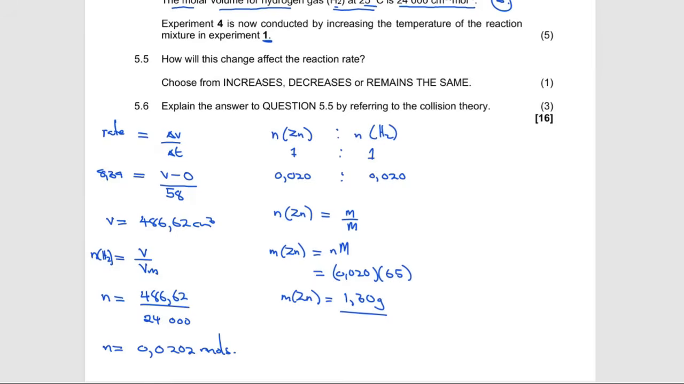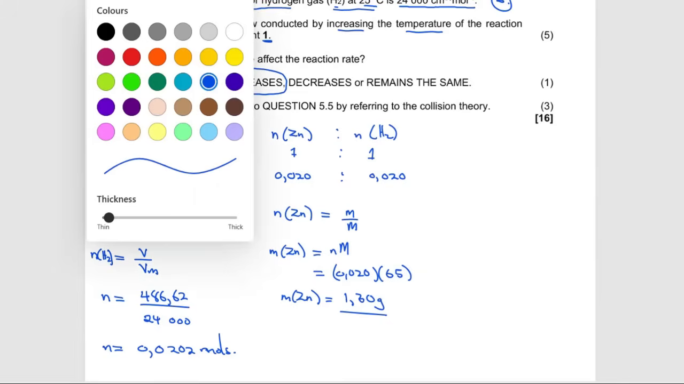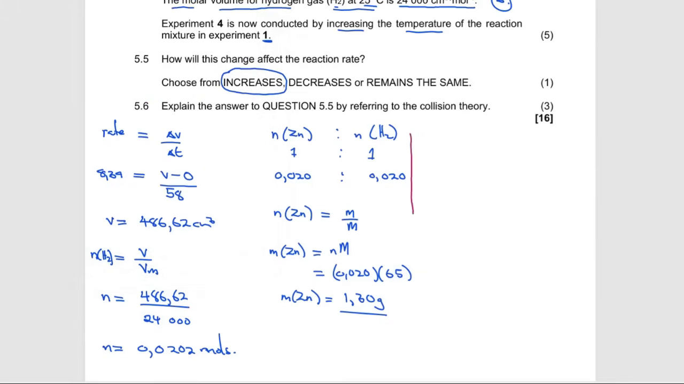Then question 5.5, they're saying now experiment 4 is now conducted by increasing the temperature. So there was an increase in temperature of the reaction mixture in experiment number 1, right? So how will this change affect the reaction? Choose from increase, decrease, or remain the same. So our answer there is going to be increases, right? Then explain the answer to 5.5 by referring to the collision theory. So for us to be able to answer this one, we should understand the collision theory.